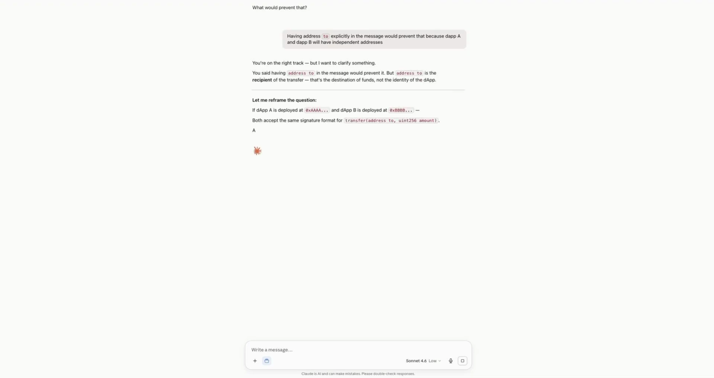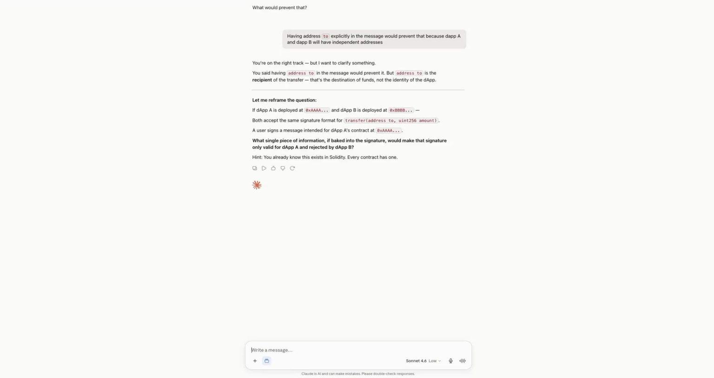Okay, having address to in the message would not prevent it, because address to is the recipient of the transfer. That's the destination of funds, not the identity of the dApp. Let me reframe the question. If dApp A is deployed at 0xAAA and dApp B is deployed at 0xBBB, both accept the same signature format for transfer. A user signs a message intended for dApp A's contract. What single piece of information, if baked into the signature, would make that signature only valid for dApp A and rejected by dApp B? You already know this exists in Solidity. Every contract has one.